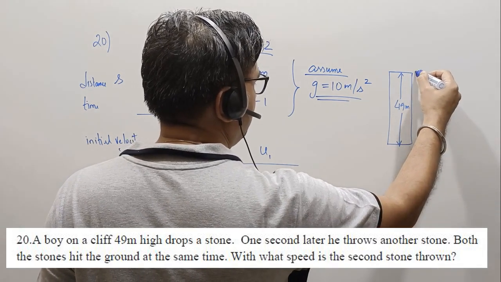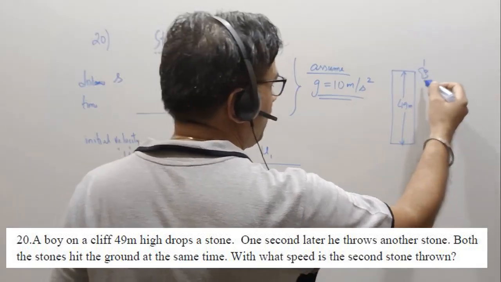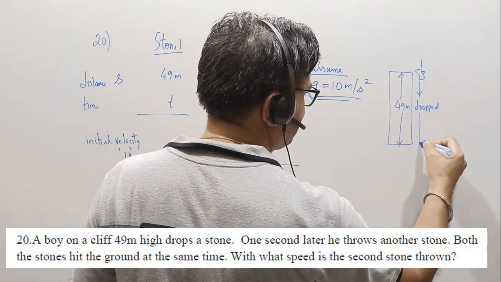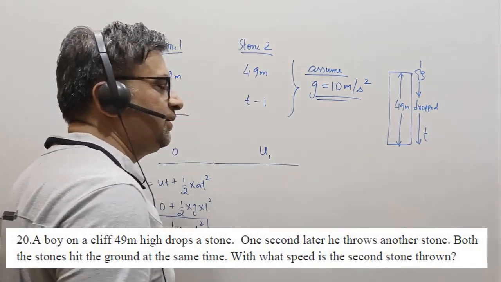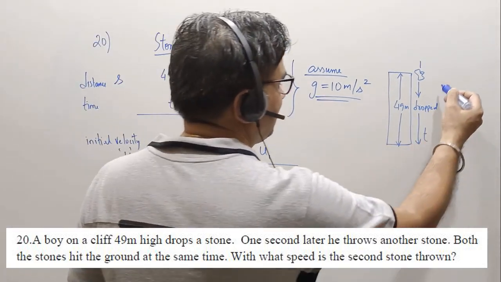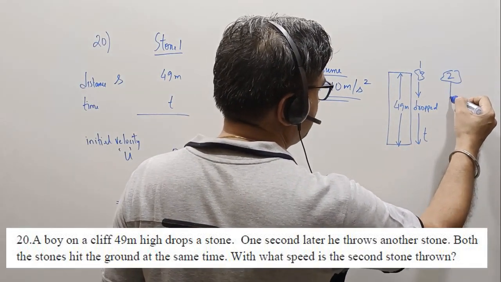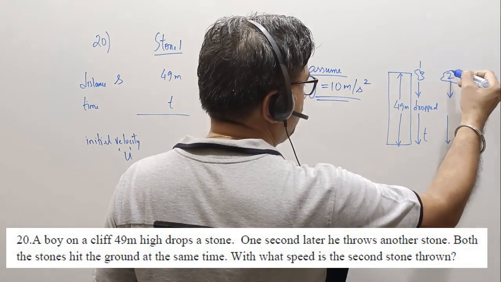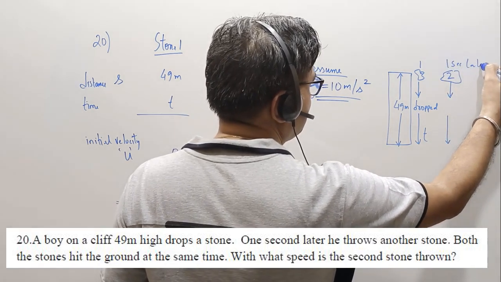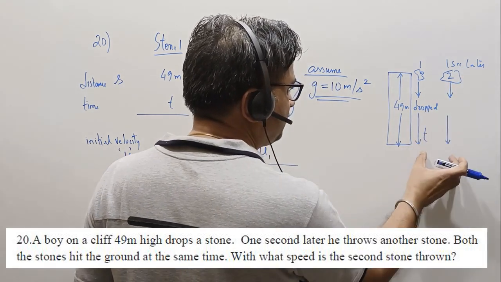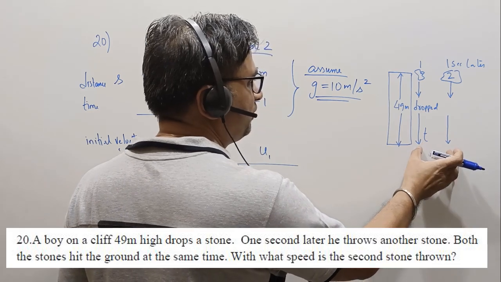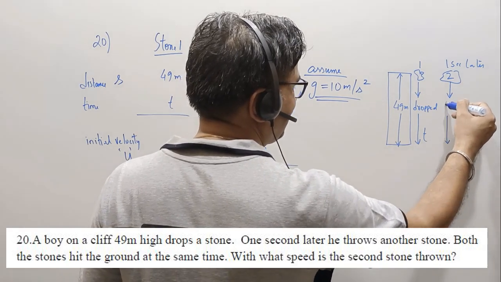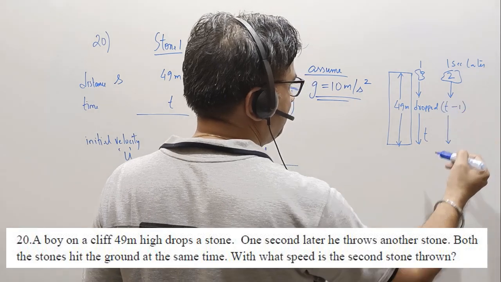So the first stone, stone 1, is being dropped, and it takes t seconds, let's say, to reach the bottom. The other stone, which is stone 2, is being thrown, mind you, it's thrown one second later, but both the stones hit the bottom together. So if this takes t seconds, this would obviously take t minus 1 seconds.